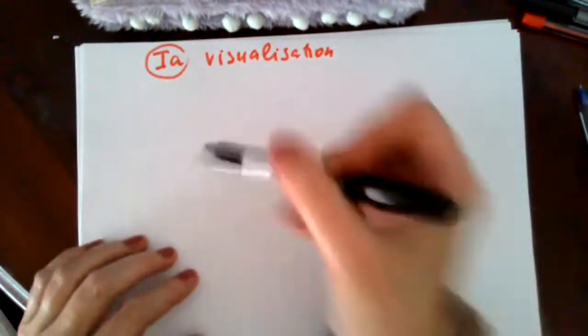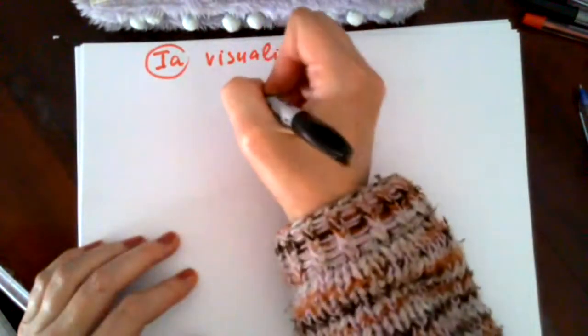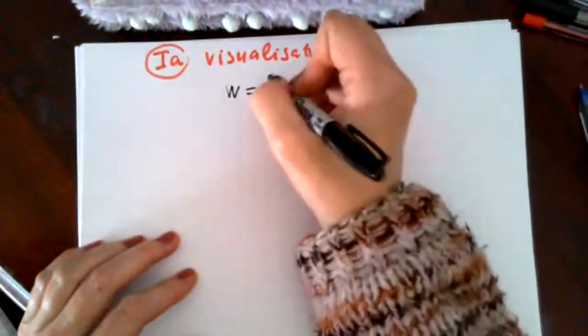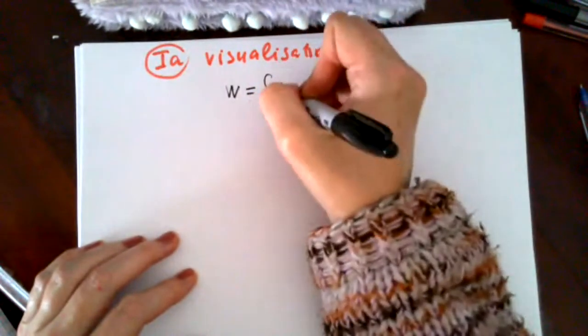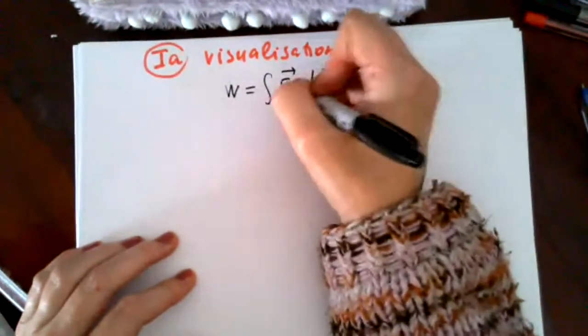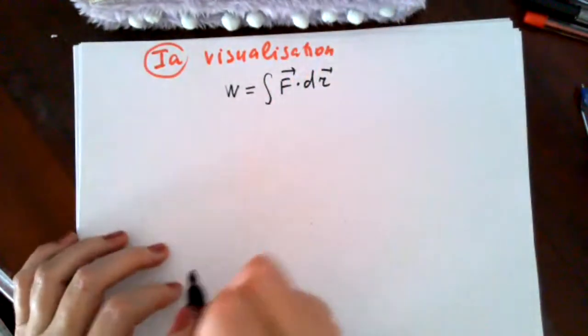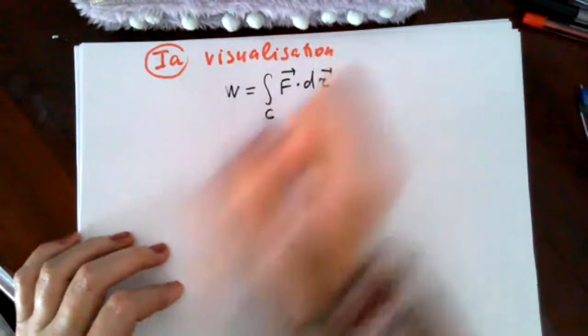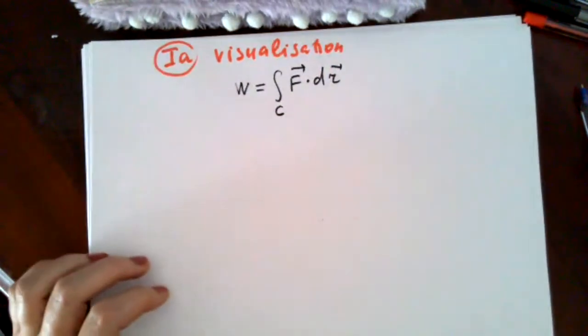So let's write down our work integral. It's denoted by W, work W. So the work integral looks like this: integral of the scalar product of vector field F times dr. And there is some path given here.